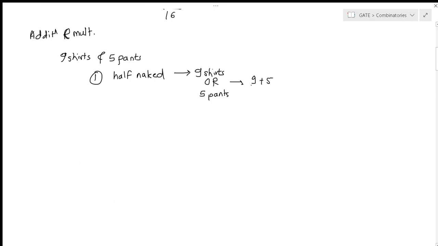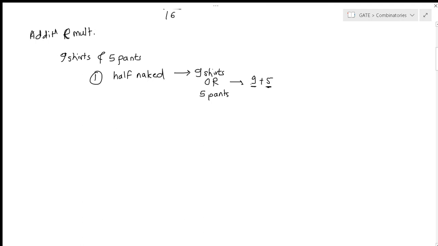Because either he will be choosing one of the 9 shirts, or he will be choosing one of the 5 pants, right? It's not that he will choose one of the 9 shirts, corresponding to which he will choose one of the 5 pants. No, not at all. He just has to choose one thing, either one of the shirts where he has 9 choices, or one of the pants where he has 5 choices.